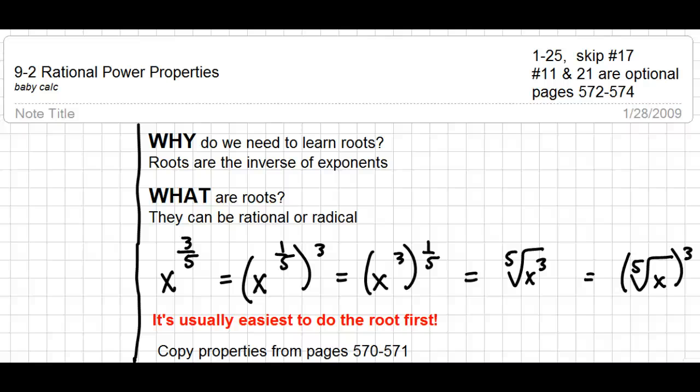This lesson is for FST. This is lesson 9.2 on rational power properties. Students should only be using a baby calculator during this lesson.